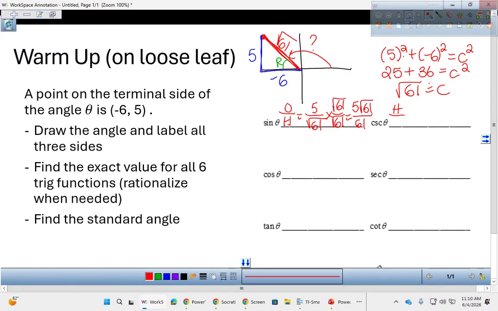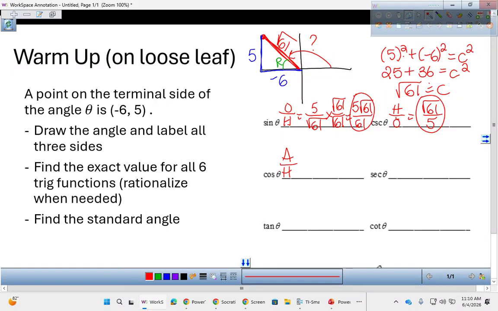Cosecant is hypotenuse over opposite, so it's root 61 over 5. I don't have to rationalize that one. They won't need it because I'm giving you a coordinate point, meaning these 2 are whole numbers. They could be rationalized in other problems, they just won't be for an example like this. All right, cosine is adjacent over hypotenuse.